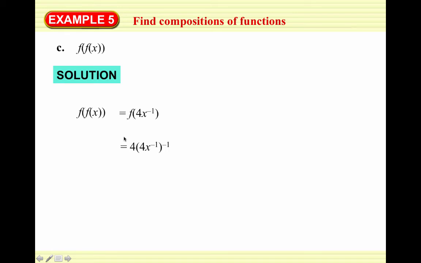So we're going to have 4 times our input, 4x to the negative 1, to the negative 1 power. Okay. So if I raise everything in these parentheses to the negative 1 power, I'm going to get 4 to the negative 1 and x to the negative 1 times negative 1, so that's just x. So 4 times 4 to the negative 1, this 4 has an understood power of 1. So 1 plus negative 1 is 0, and then times our x. 4 to the 0 is 1, times x is x.